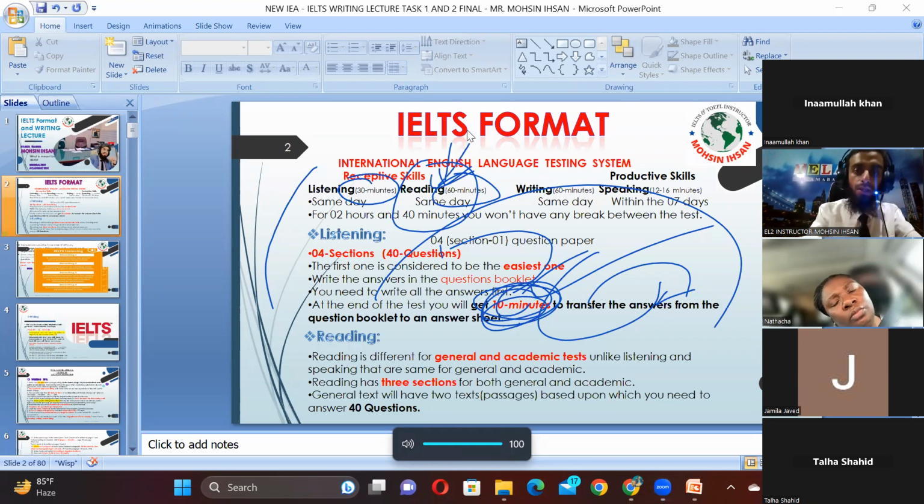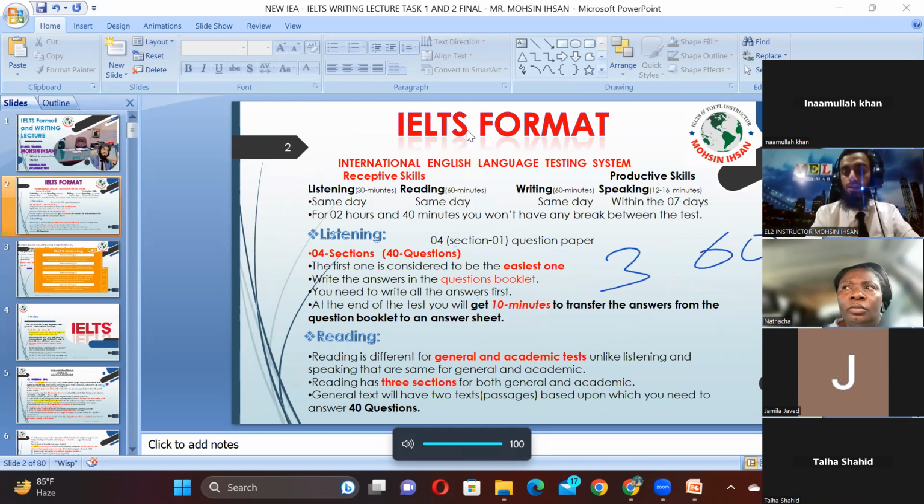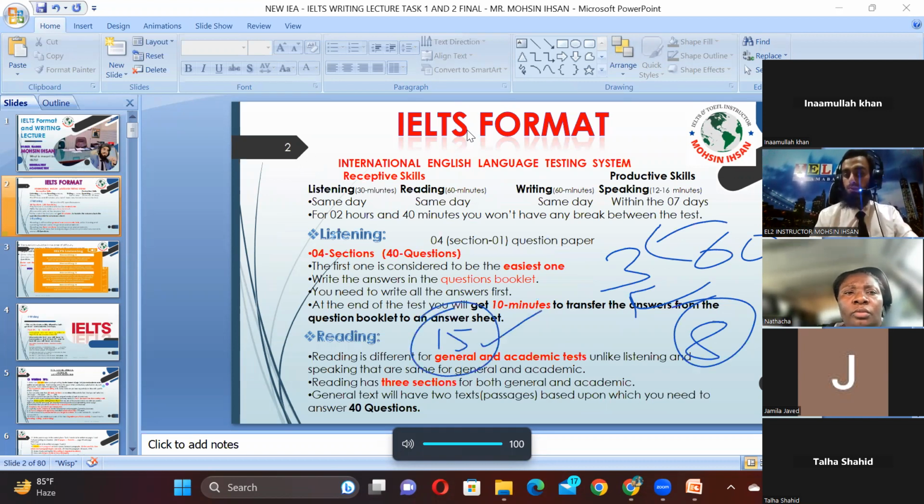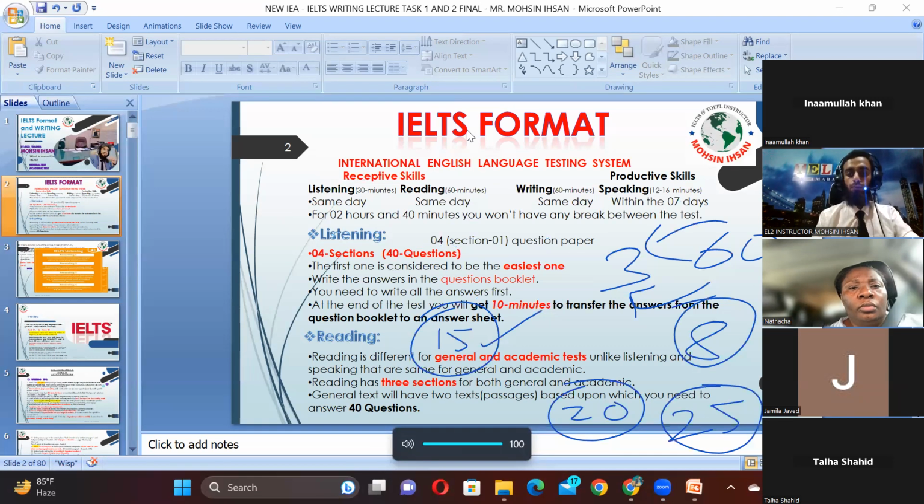In the reading section, 3 passages, 60 minutes. For Band 8, this is the formula I'm sharing. For passage number 1, you must not spend more than 15 minutes. I'm going to mention why. For passage number 2, you must not spend more than 20. For passage number 3, you must spend 25.